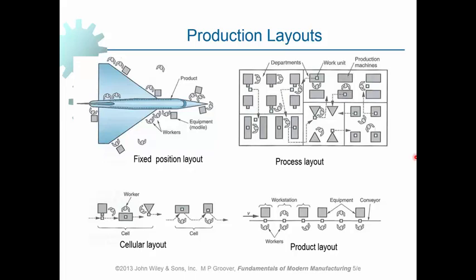A process layout is often used when the product variety is large and the operation sequences of products are dissimilar, of course. So this is desirable when production variety is high, and at different times a new part may be introduced to the production plant.